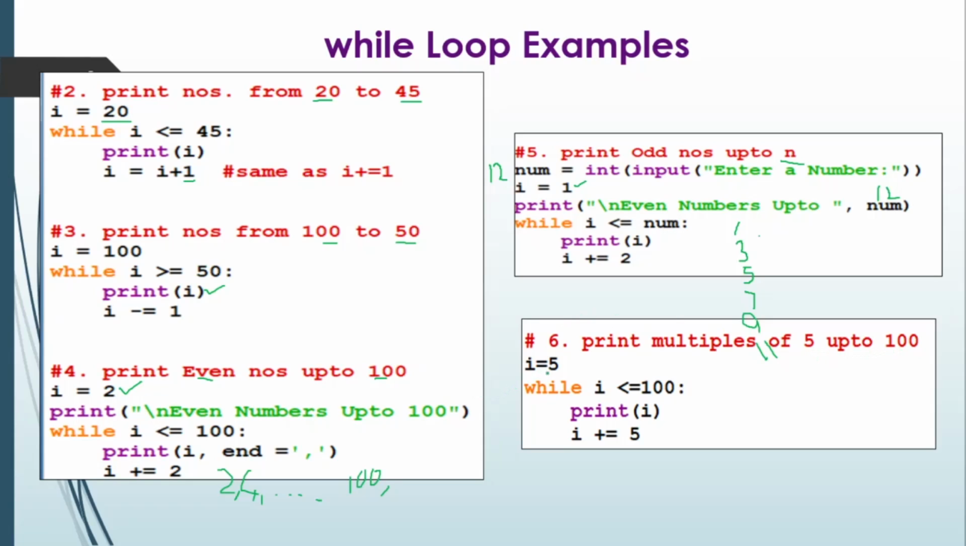Next example is to print multiples of 5 up to 100. The first multiple of 5 is 5, so the loop control variable is initialized with 5. The condition is I less than or equal to 100, print I. The first value 5 will be printed, then after that incremented by 5, so the loop variable will become 10. 10 will be printed, then after that 15, 20, 25, 30, 35 will be printed up to 100.